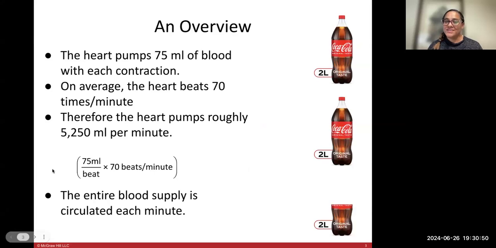So the heart pumps 75 milliliters of blood with each contraction. On average, the heart beats about 70 times per minute. Therefore, the heart pumps roughly 5,250 milliliters per minute.